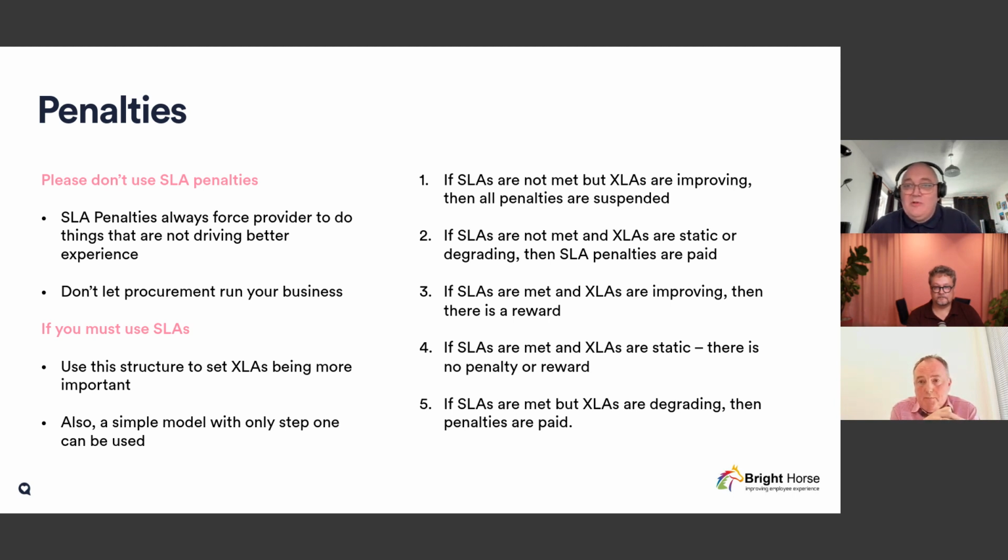This is an interesting question. Forgive me, I'm conscious of time as well, but we're getting our pound of flesh out of you both on these questions. Some people are talking about ROX, return on experience. Could this be a single metric to include in XLA agreements?